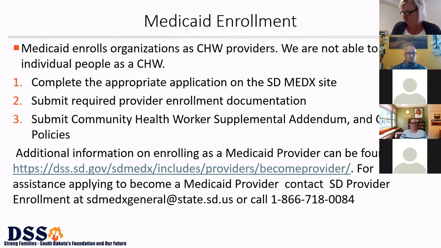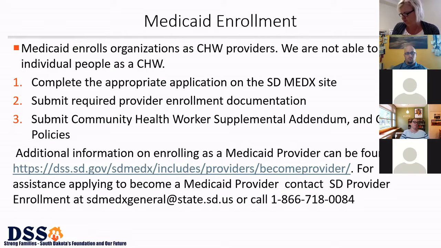And that addendum details some of the policies and procedures that would need to be submitted to the Medicaid office for us to review. And that's part of the enrollment process, and how to become a provider is our review and approval of those policies. So a complete list of those policies, it's actually on the next slide, but it's also in that supplemental addendum.